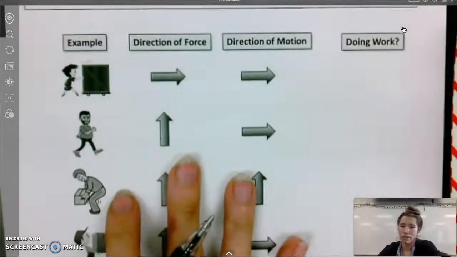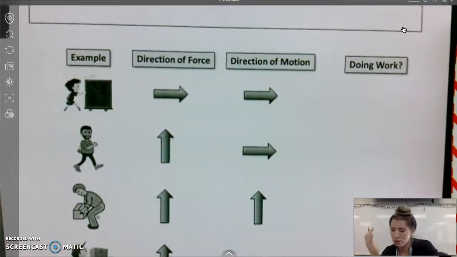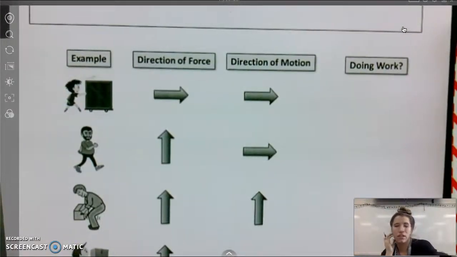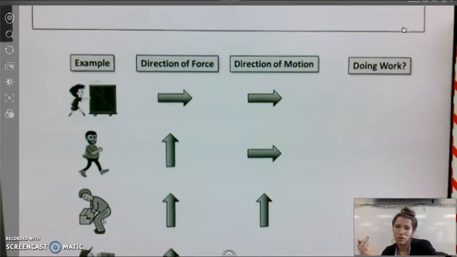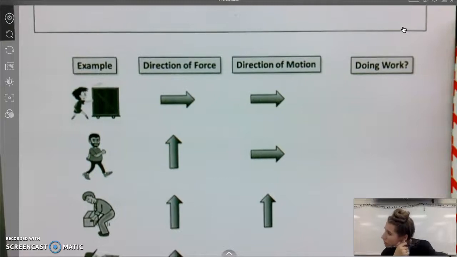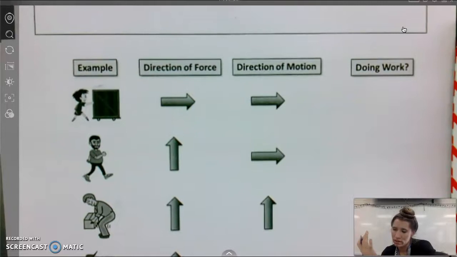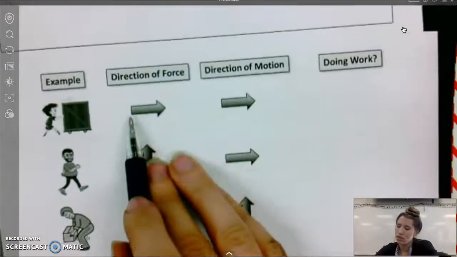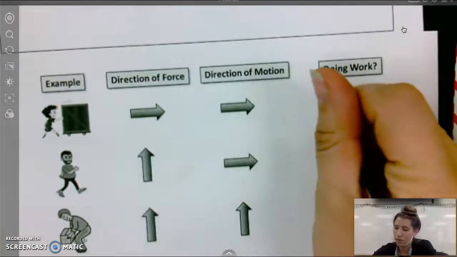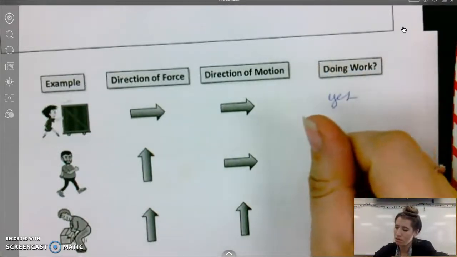For our examples here, this is a very simple way of just looking and recognizing, is the force causing work, a change in energy on an object? And the force has to be parallel to the direction of motion. So when the force is parallel, or I should say when the sum of the forces is parallel to the direction of motion, then work is being done.